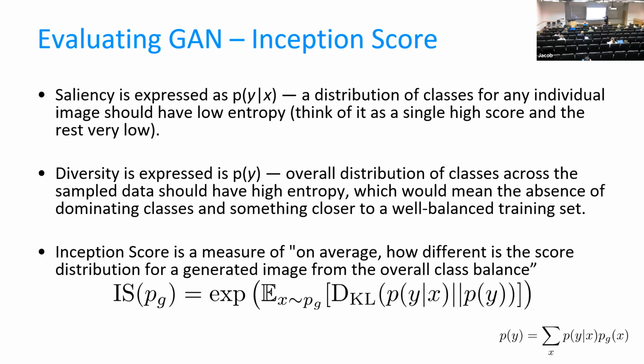In fact, they often use a CNN called the Inception network. So we'll use an Inception network to predict the probability of a class given our image and use that to calculate the inception score. Any questions on inception score?